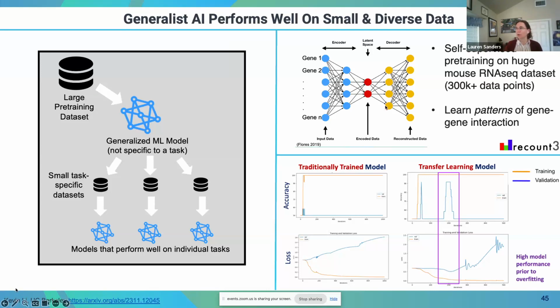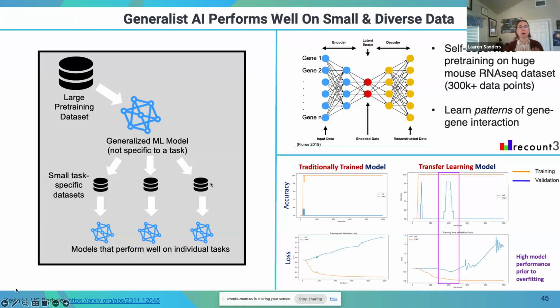So in this project, we trained a self-supervised model on a huge mouse RNA sequencing data set called Recount3, which is an open science data set, and it's been processed through the same pipeline so that all of the samples are comparable and standardized. We trained that generalized model to understand what those relationships are within an RNA sequencing data set. What are those gene-gene network interactions? And then we refined that model on smaller data sets from the Open Science Data Repository.